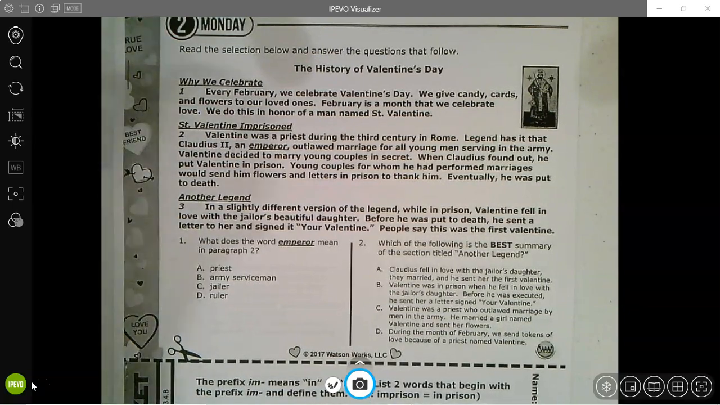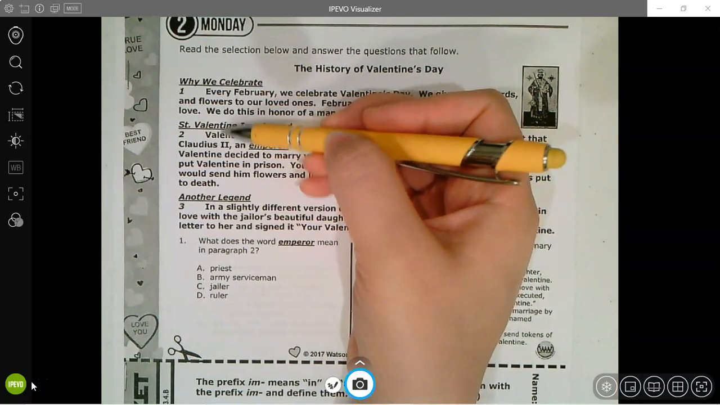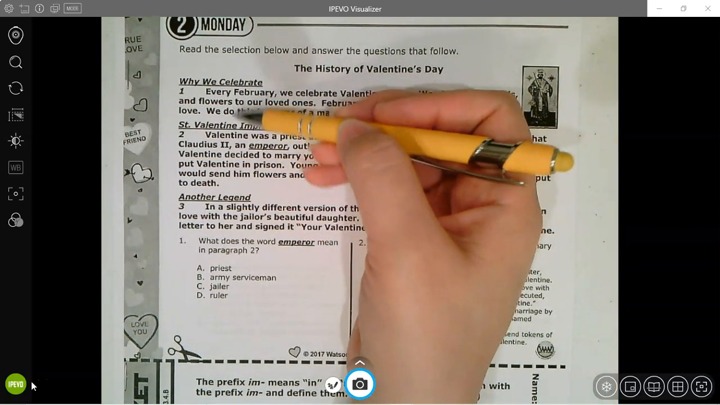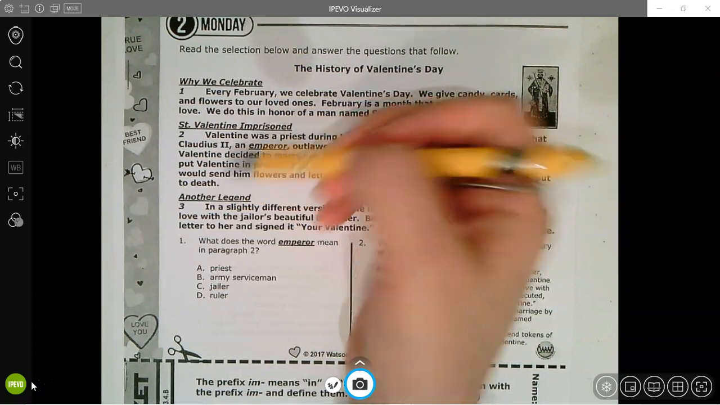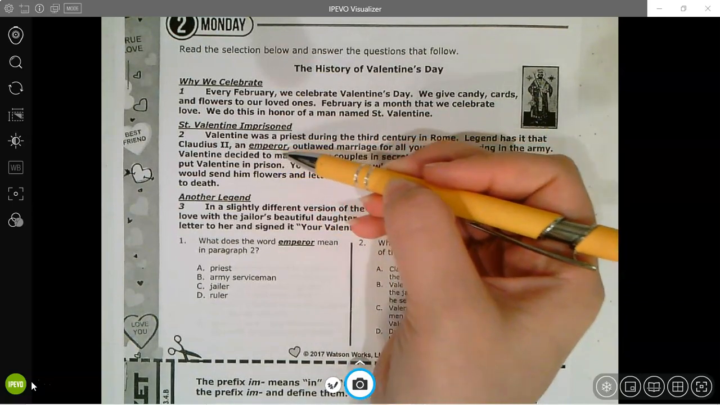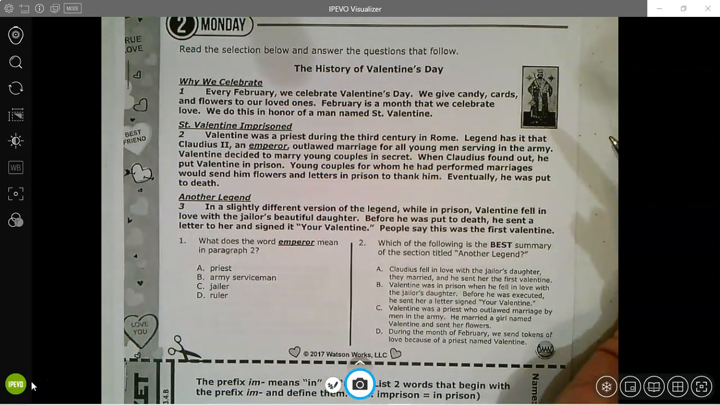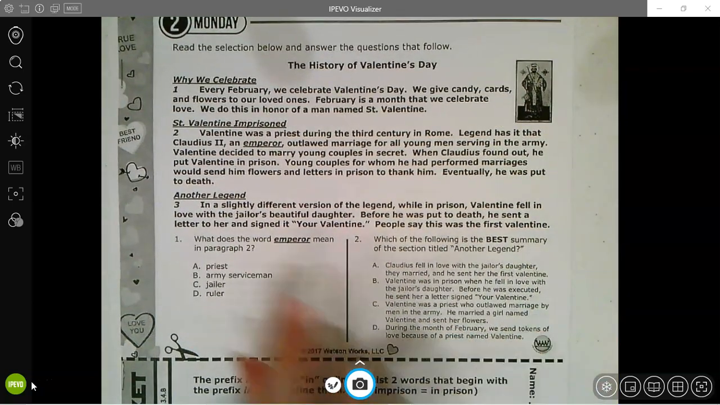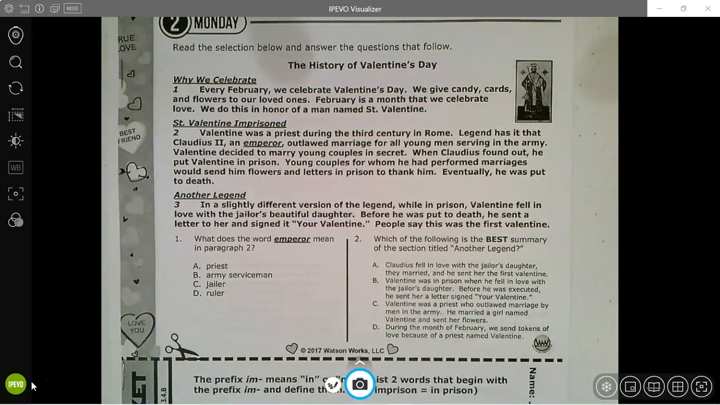So, we said this is an informational piece. We have 3 paragraphs. They have headers. Remember, we talked about headers. They're bolded and they're sometimes underlined. We also have this word that is underlined. So that's telling us that that word is important. We may or may not know what this word means. So let's see. What does the word emperor mean in paragraph 2?